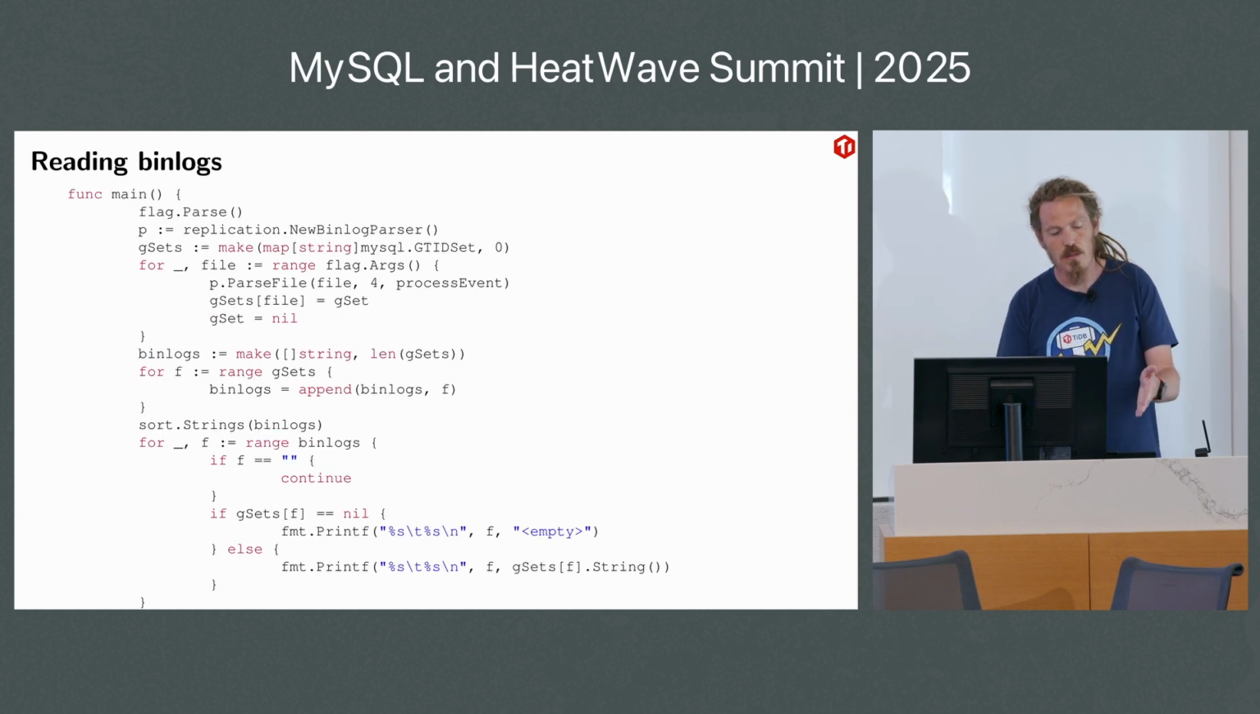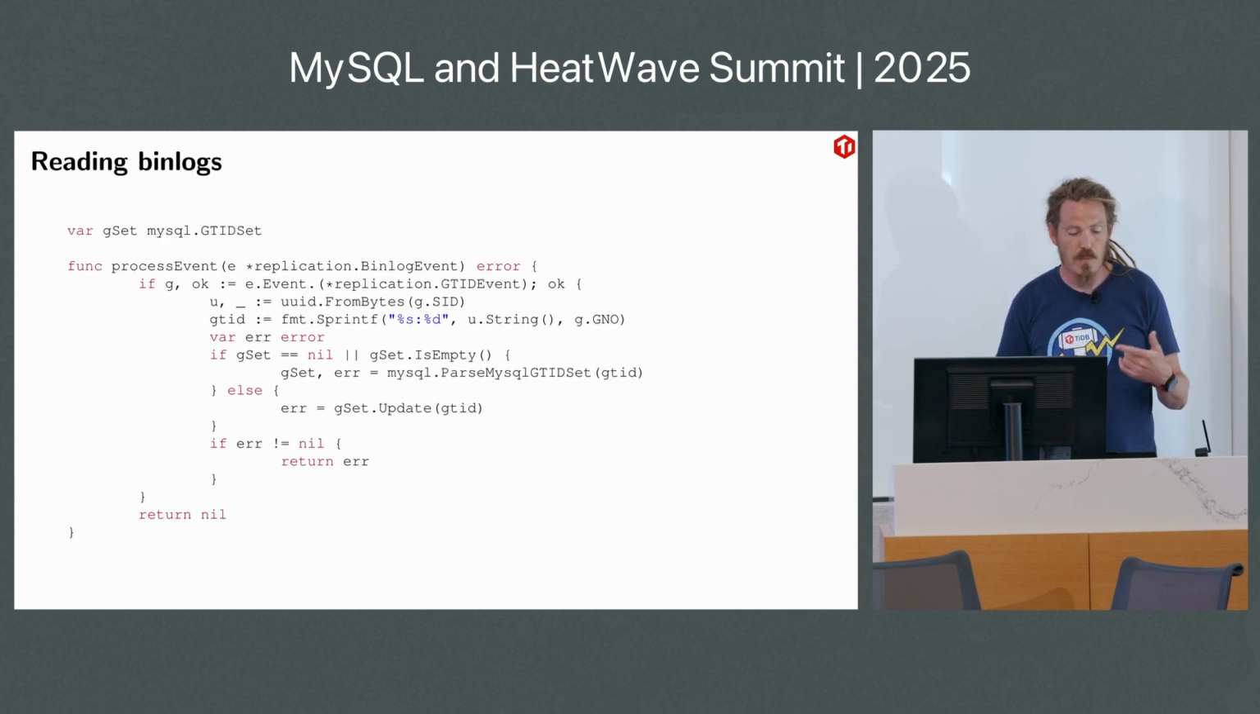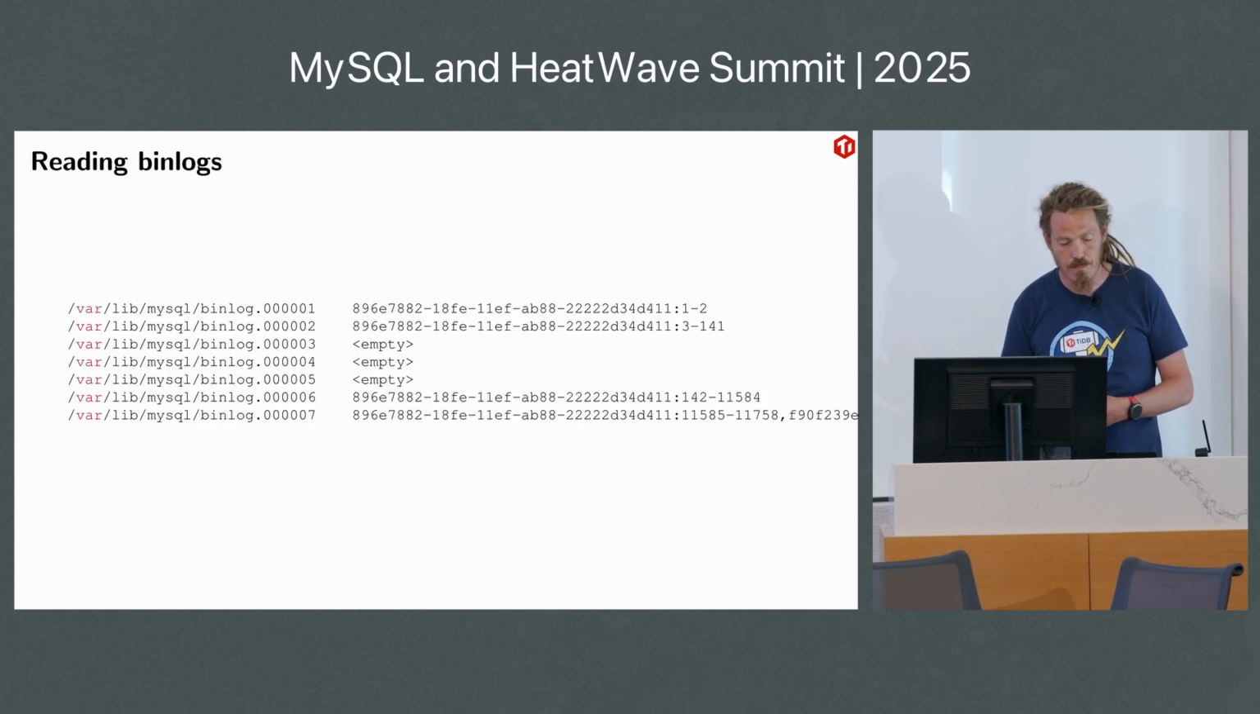So this is the main function of the example program. Here we are reading the files, looping over the files, and printing out everything. The only thing that's not included here is the process event function, which is the function that we're calling on every event, and that's on the next slide. So here we're looping over the events, getting the GTID events, and then combining all the GTIDs into a single GTID set that we can summarize and display.